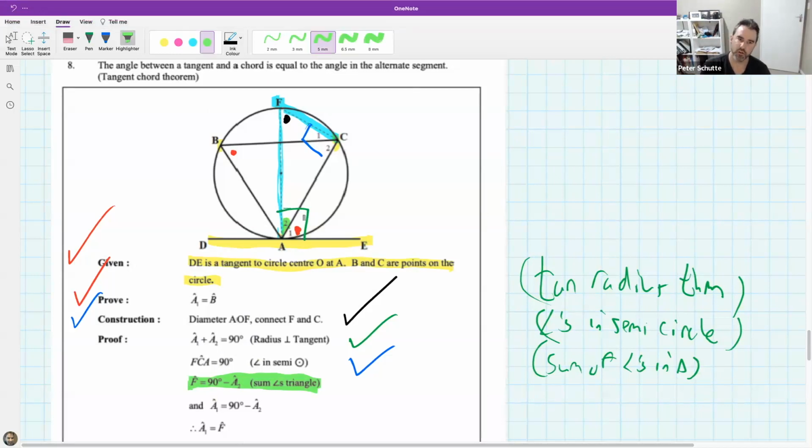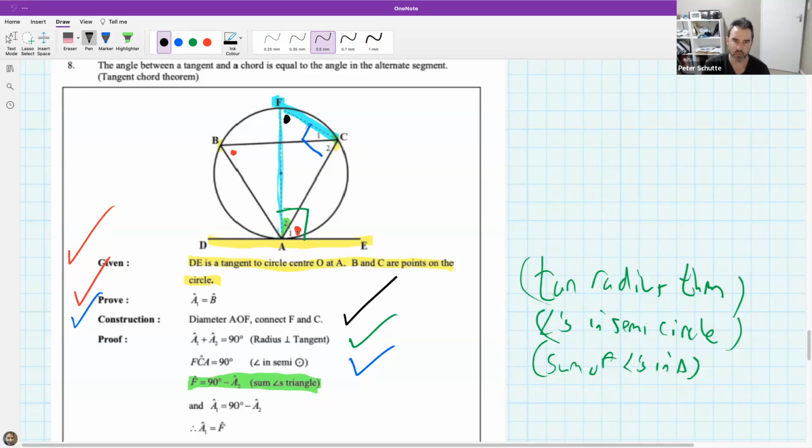So if you look at F, look at the triangle that you have. You have this triangle here, and you go 180 minus the blue 90 minus A2, and you get the black dot there. Okay, now, what about this red one over here?